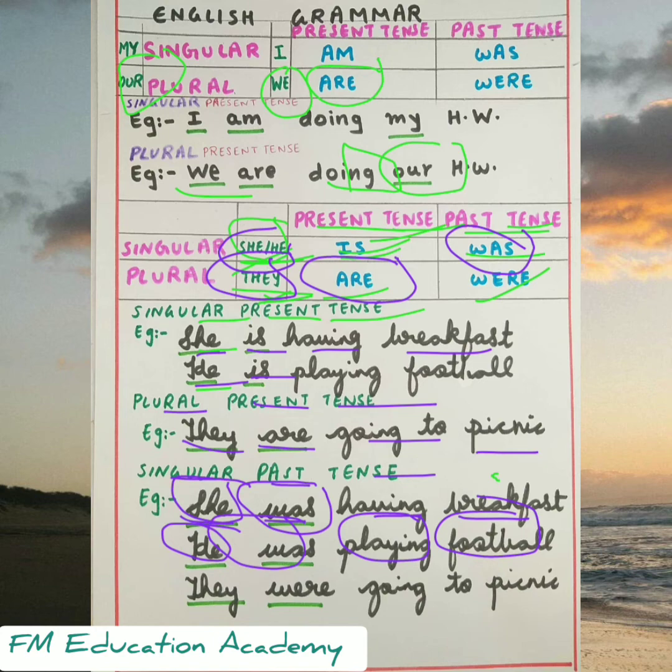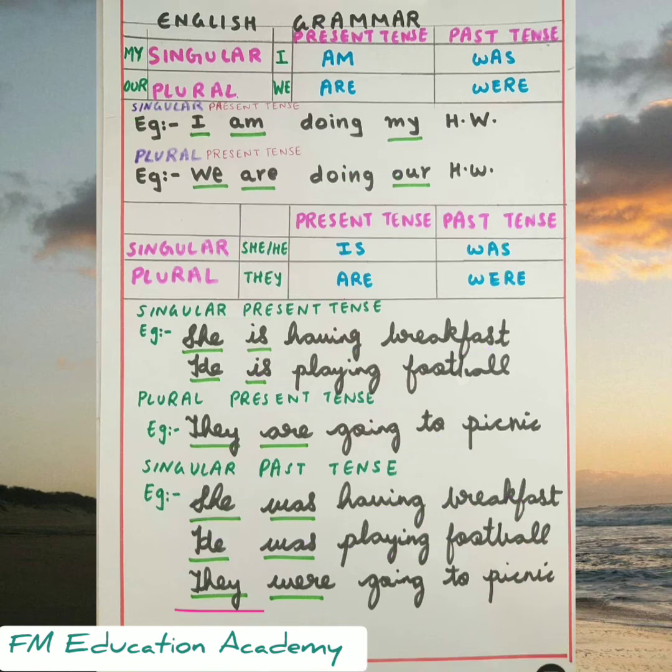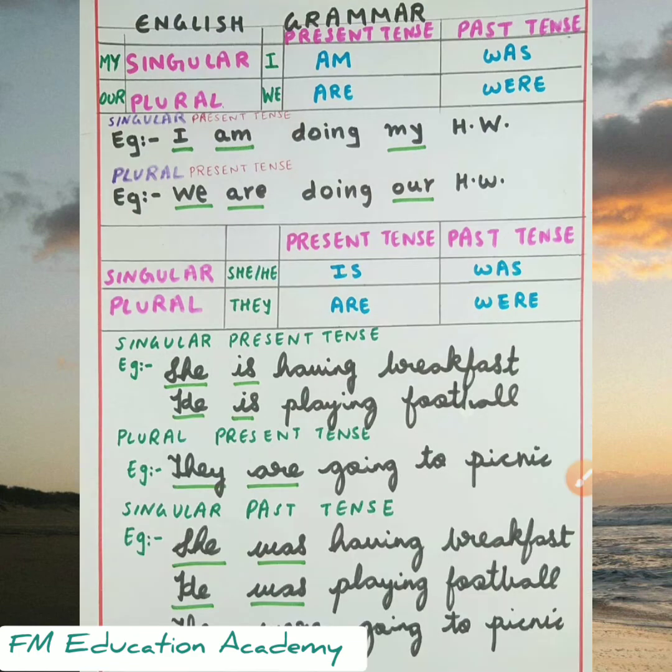Now, let us take an example of they. They were going to picnic. That is, here we have they. With they, we are using were. We cannot say they was going to picnic. Many people make that mistake. It will be they were going to picnic. Now we saw here how we use was and were. Was is used in singular and were is used in plural form.